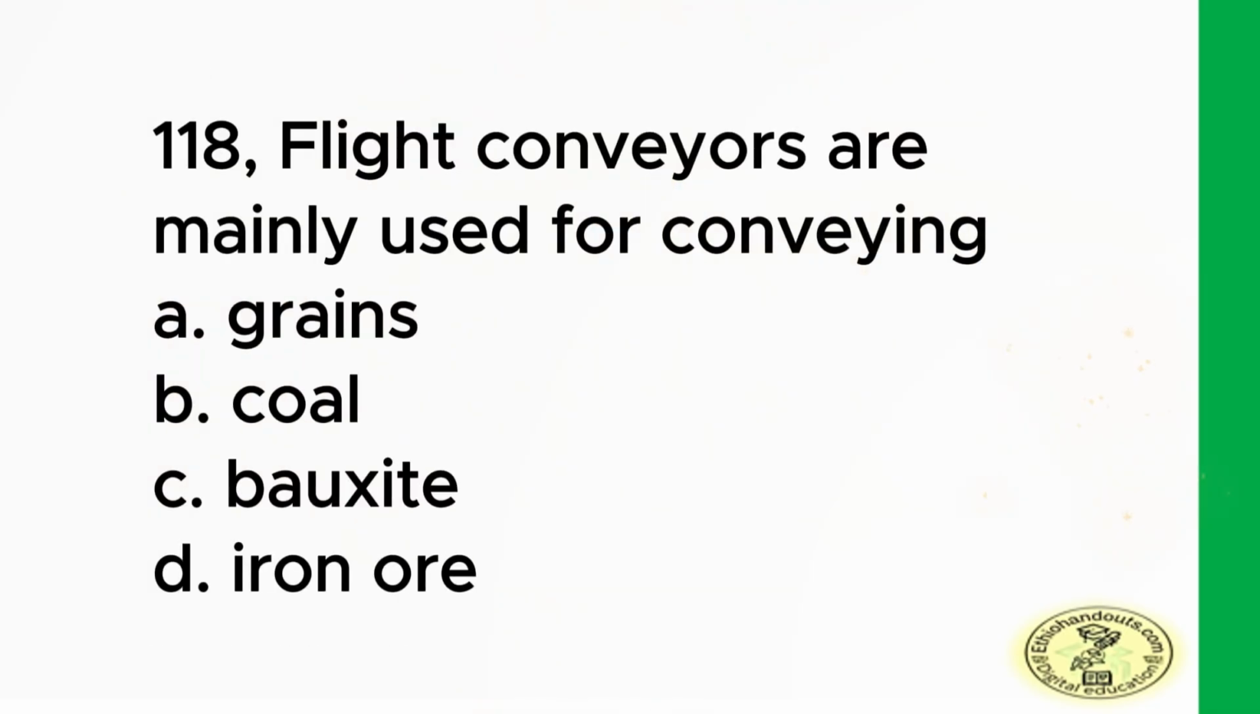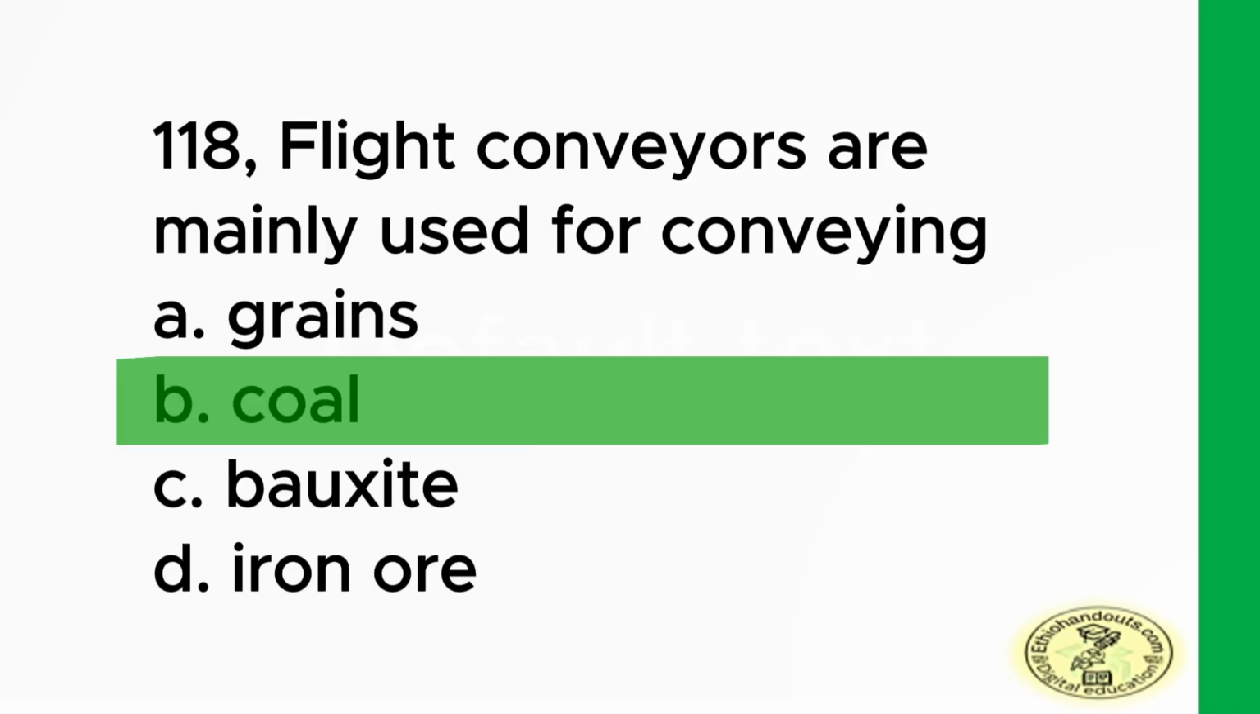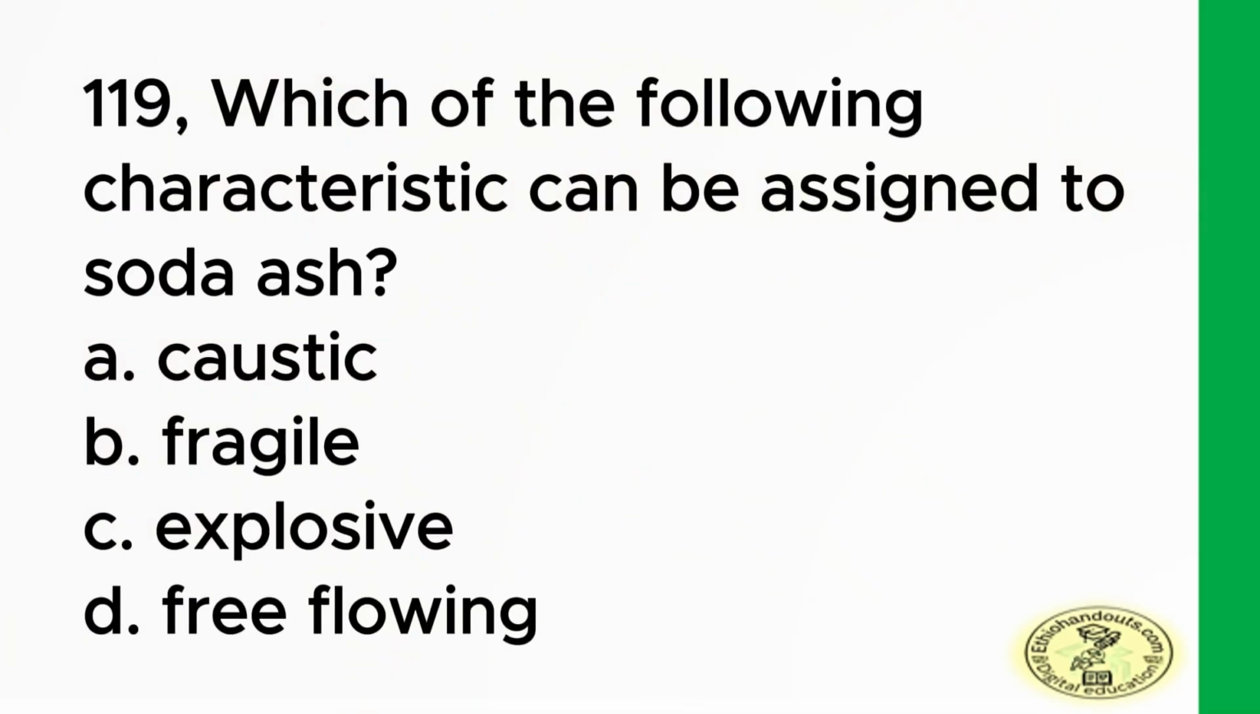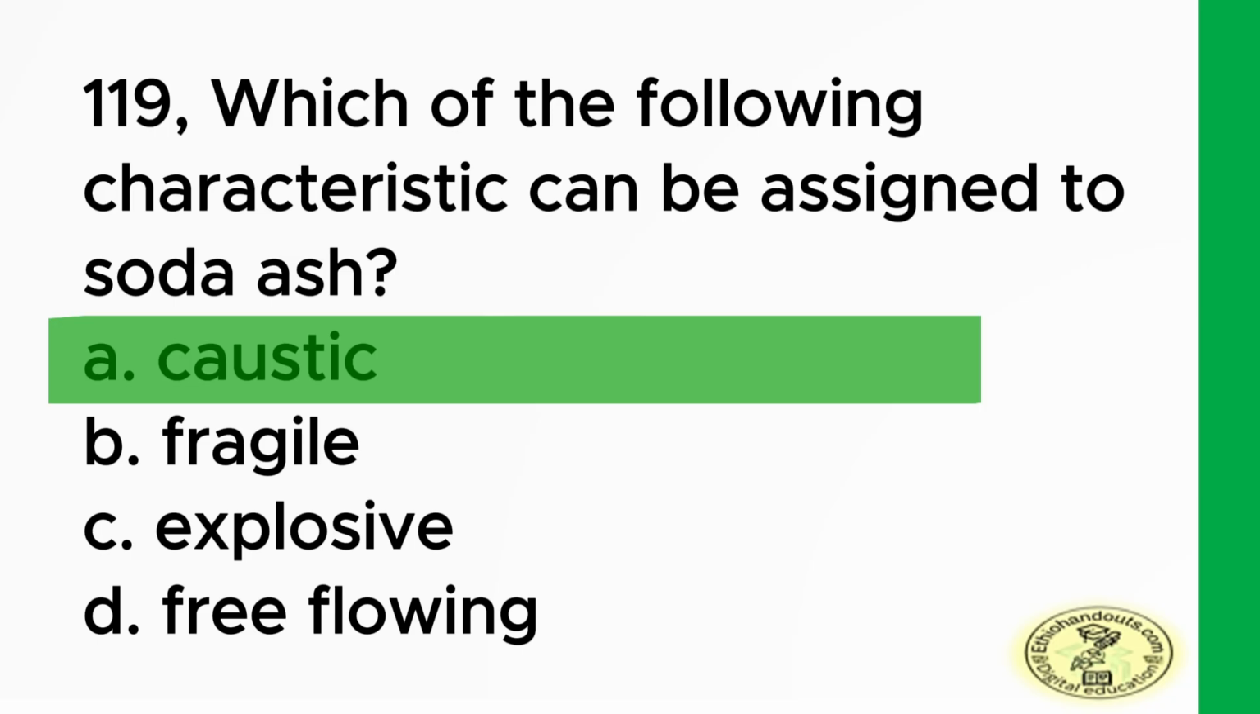Jewel bearing. 118. Flight conveyors are mainly used for conveying A. Grains, B. Coal, C. Bauxite, D. Iron ore. The correct answer is B. Coal. 119. Which of the following characteristics can be assigned to soda ash? A. Caustic, B. Fragile, C. Explosive, D. Free-flowing. The correct answer is A. Caustic.